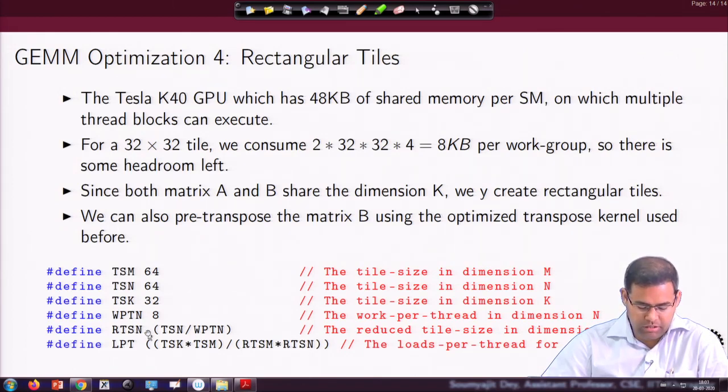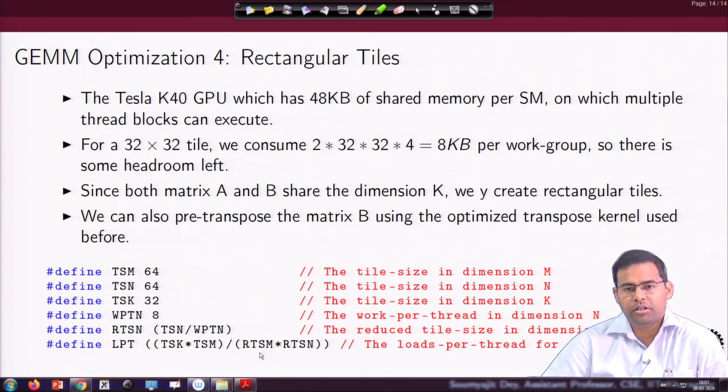Just like RTSN, I can have an RTSM. So, you have the original tile size in the dimensions, you just divide it by the reduced tile size, because now you are going to do more activity per thread. So, that tells you the number of loads that you have to do for each thread. Let us call it LPT, loads per thread.